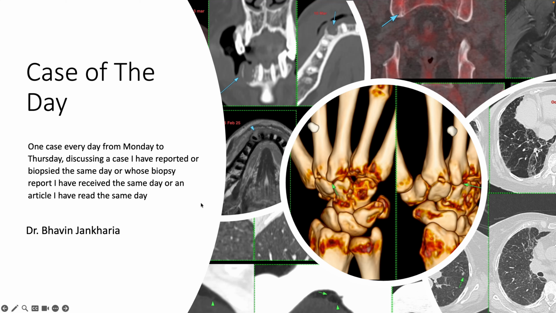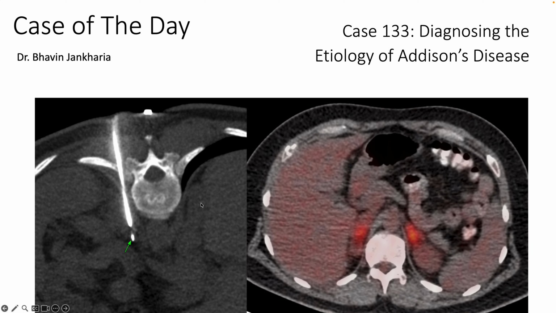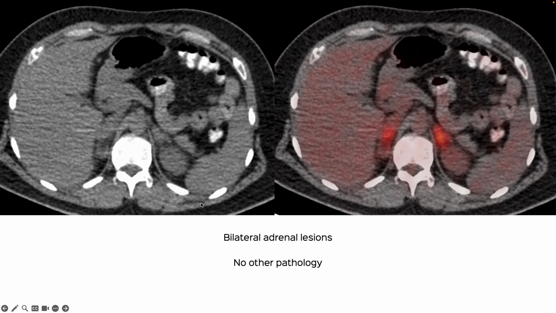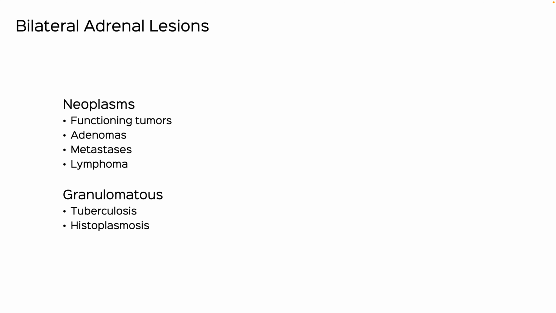This is case of the day, and we have the 133rd case today, diagnosing the etiology of Addison's disease. This 41 years old presented with Addison's disease, and the endocrinologist referred the patient for a PET CT, and you can see bilateral adrenal active lesions. There was no other pathology. So, what are the differentials?